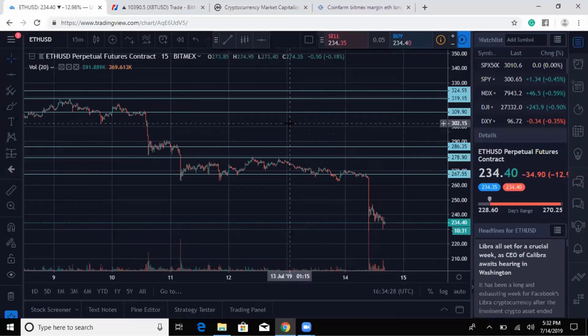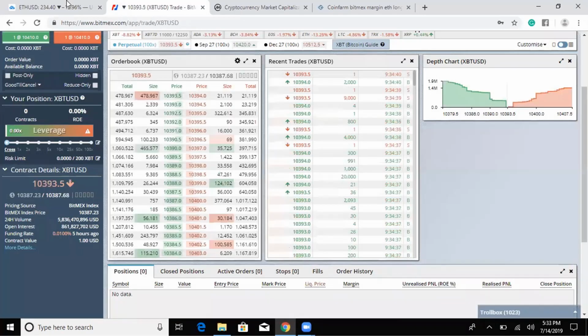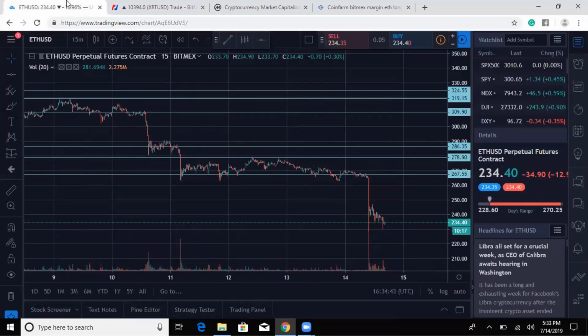Another thing I do is look at what buyers and sellers are doing in real time. I look at BitMEX. It's very important to do this because if you're not looking at what buyers and sellers are doing in real time, it might be difficult for you to figure out what's going on in the market. So I always make sure I do that.